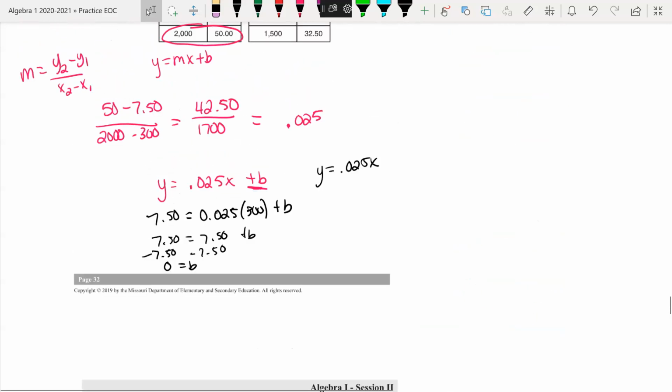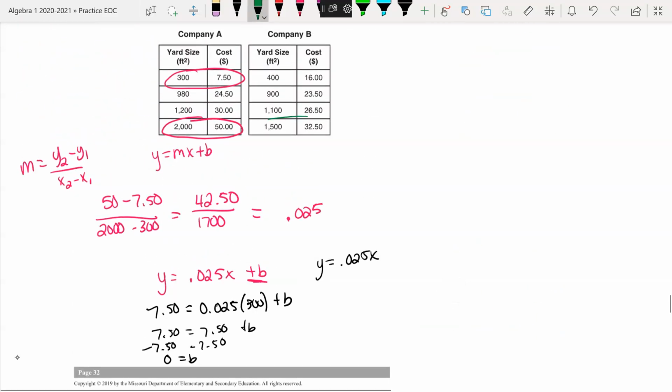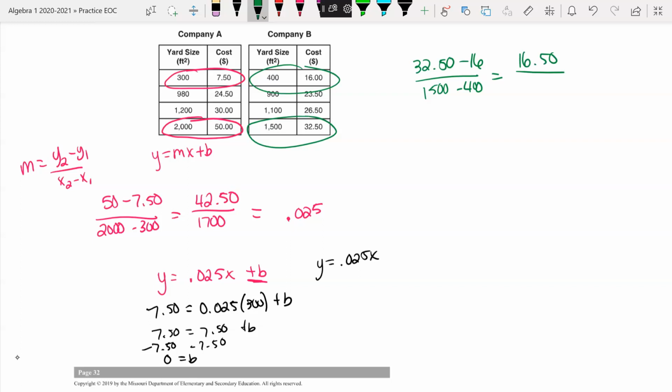So now company B, we're going to do the same thing, but now we're going to use their coordinates. So we're going to do 3,250 minus 16 over 1,500 minus 400. I get 1,650 divided by 1,100, which is 0.015. So I have y equals 0.015x plus b. Again, you got to figure out what your b is.